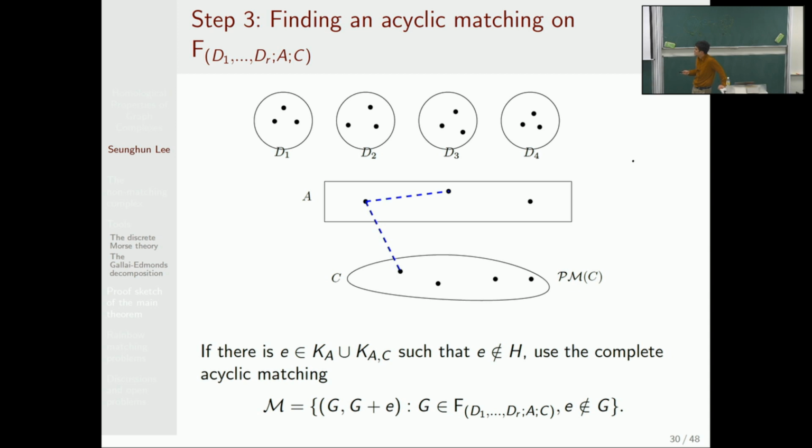So first we consider the simple situation. If there is an edge E in this part such that E is not an edge in H, then we can use the complete acyclic matching in this subfamily. The argument is very similar, and this is because when we add or delete an edge between vertices in A, or between a vertex in A and a vertex in C, it does not change the given Gallai-Edmonds decomposition. So actually, this is a complete acyclic matching.